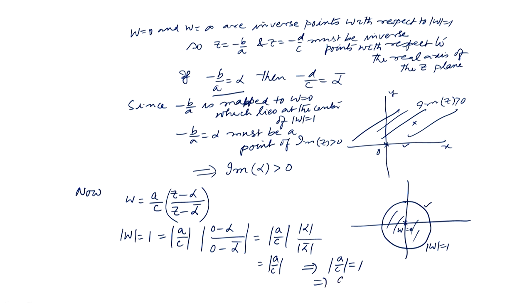This implies that A by C is equal to e to the power i theta naught, okay, where theta naught is a real quantity. Okay. So, we get the most general bilinear transformation that maps the upper half plane into mod of W less than or equal to 1 is W equal to e to the power i theta naught into Z minus alpha divided by Z minus alpha conjugate. So, this is the transformation which maps the upper half of the Z plane to the unit disk mod of W less than or equal to 1.